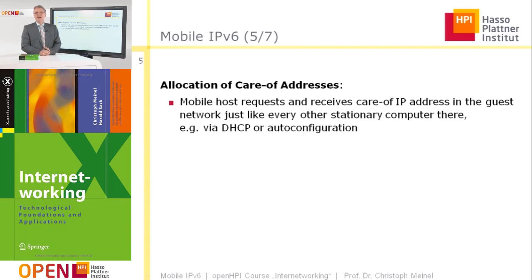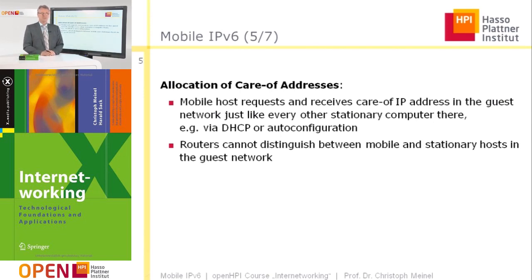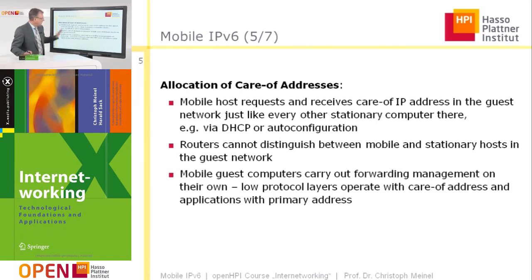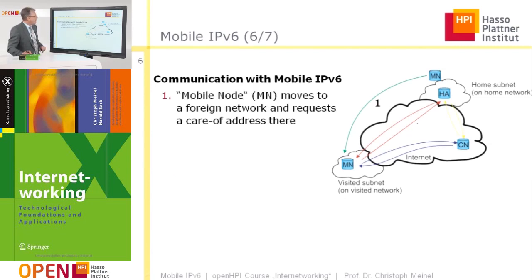We remember that there are different mechanisms available in IPv6 to receive such an address, for example, by auto-configuration with NDP or by auto-configuration with DHCP. And then the guest address, the care-of address, is assigned to the mobile host. As I already mentioned, the router cannot distinguish between the mobile and the stationary hosts in the guest network. For that reason, the auto-configuration mechanism is so important, so that it's easy to deal with this type of mobility. The mobile guest computers carry out the forwarding management on their own. So lower protocol layers operate with the care-of addresses, and the application and the higher layers operate with the primary address. Let's have a closer look.